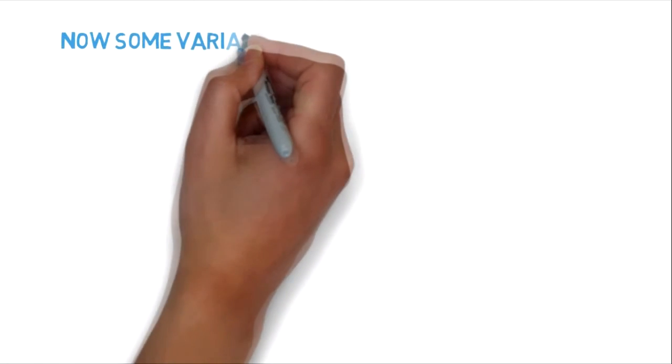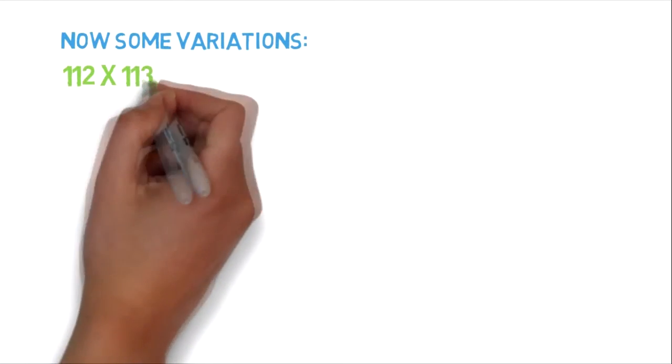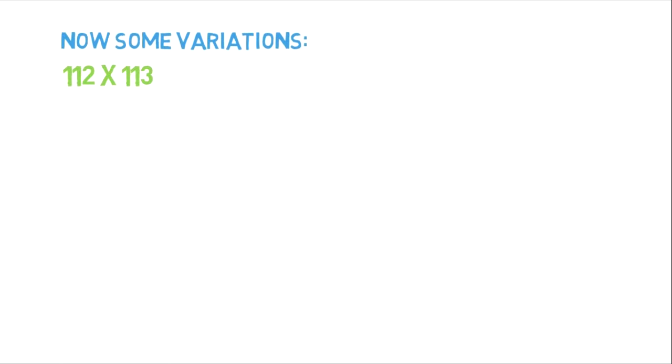Now at first we will take an example and then show what the variation is. Let's take 112 into 113. Now see, in this case also the base is 100, as both the numbers are close to 100.